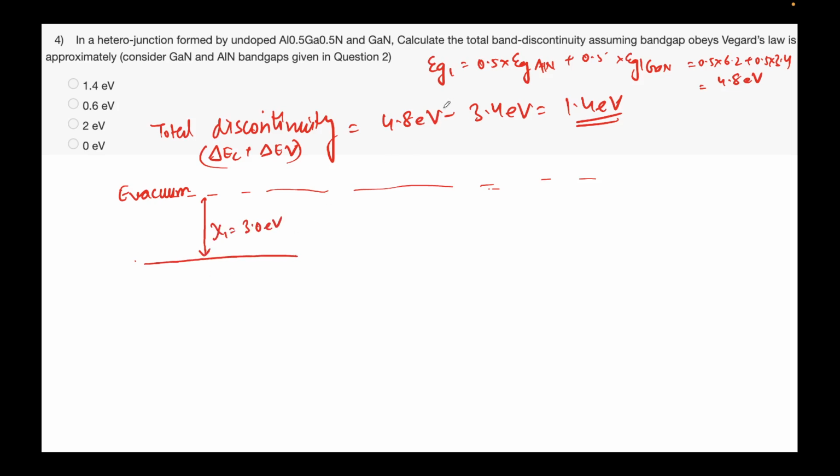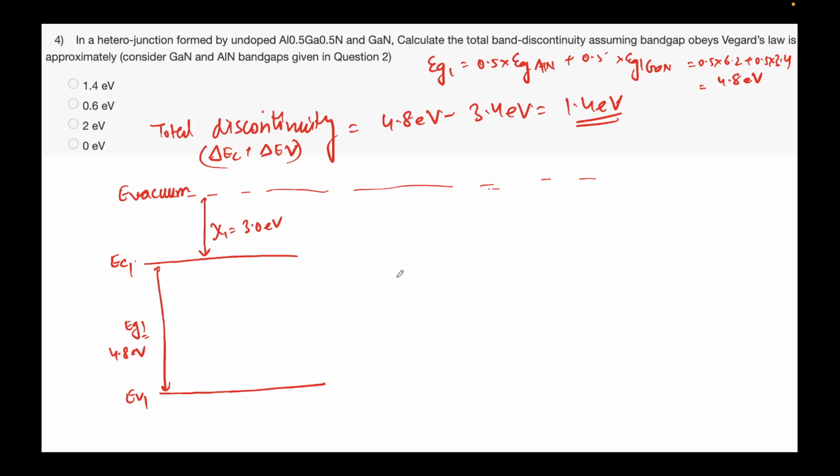Okay, and its band gap is 4.8. This is AlGaN on the left side, please remember. So 3.0, this will be your EC1, this is your EV1, and this band gap is EG1, which is equal to 4.8 eV. Okay, for the gallium nitride side, we have been told that the band gap is 3.4 eV, and also the electron affinity is 4.1 eV.